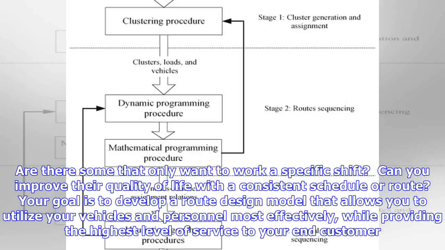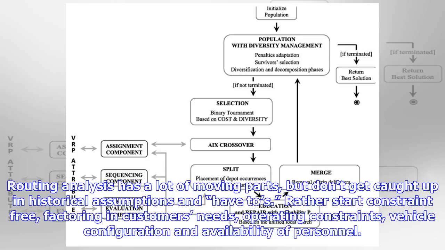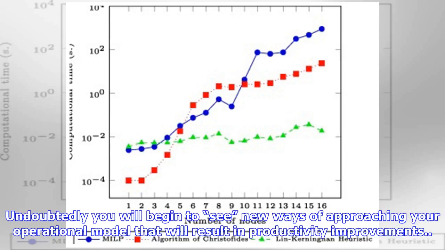Your goal is to develop a route design model that allows you to utilize your vehicles and personnel most effectively, while providing the highest level of service to your end customer. Routing analysis has a lot of moving parts, but don't get caught up in historical assumptions and have-tos. Rather start constraint-free, factoring in customers' needs, operating constraints, vehicle configuration and availability of personnel. Undoubtedly, you will begin to see new ways of approaching your operational model that will result in productivity improvements.